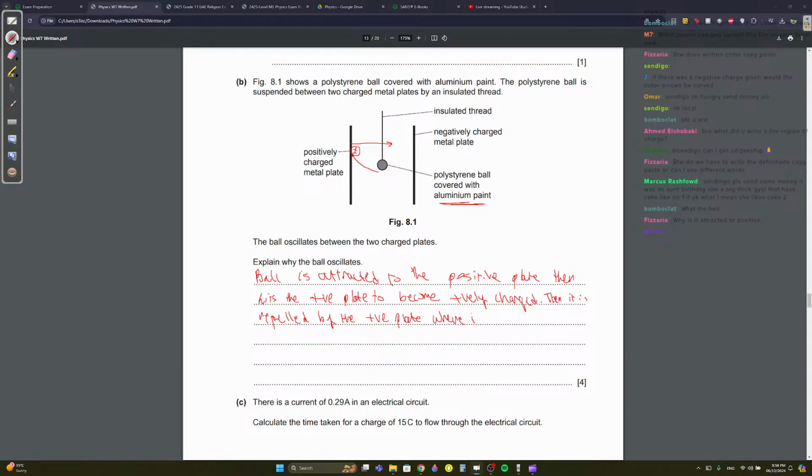Then it is repelled by the positive plate, where it hits the negative plate to become negatively charged, and then when it's negatively charged, it becomes repelled now by the negative plate. Okay, let's check.